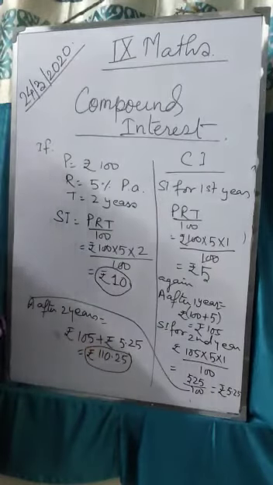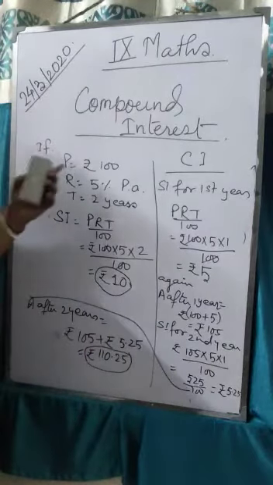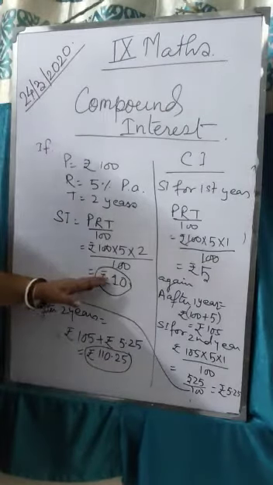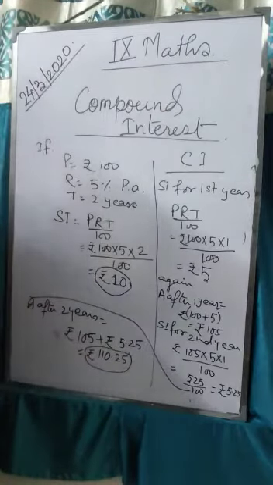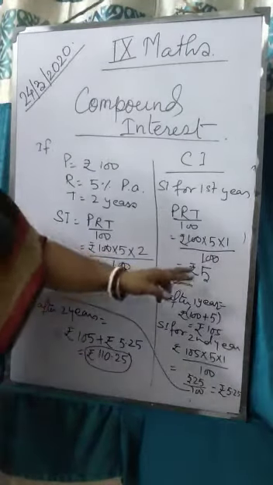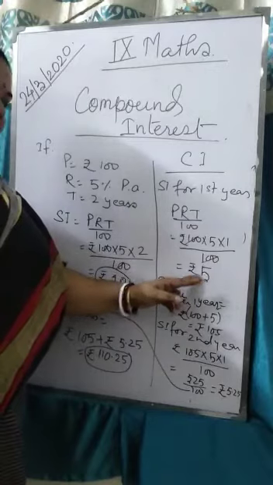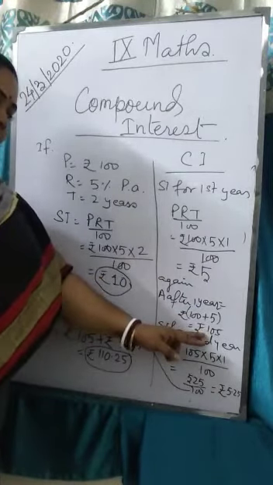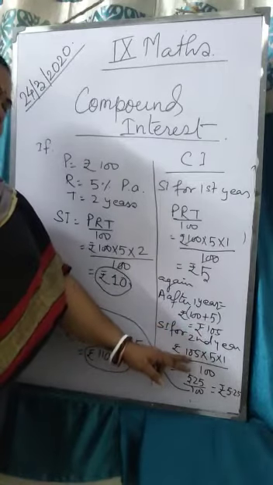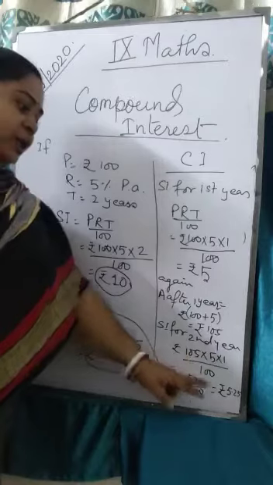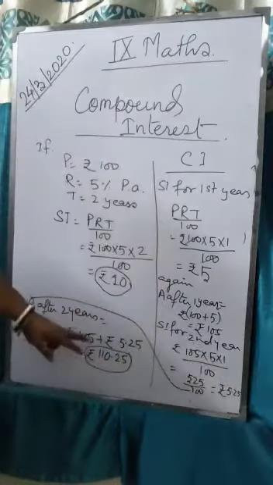Now you can see the simple interest was rupees 10 and the compound interest is different. Though the principal, rate and time are the same, the simple interest is something else and the compound interest is something else. Why? Because the interest earned in the first year is added to the principal to get the amount after 1 year, and that amount stands as the principal for the second year, and the second year interest is calculated on that amount, and that gives you 5.25 rupees.